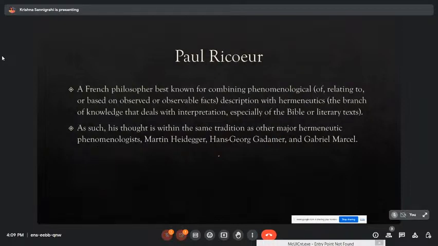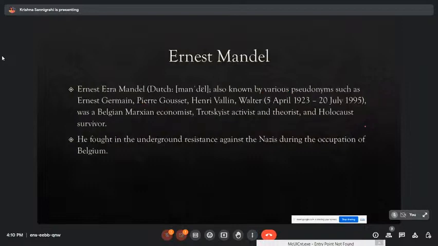Then there is another thinker, Paul Ricoeur, a French philosopher best known for combining what? Phenomenology. What does phenomenological talk about? It talks about things which are observed or based on observable facts. So he was known for combining phenomenology with hermeneutics, wherein hermeneutics is the branch of knowledge that deals with interpretation, especially of the Bible or literary texts. So Paul Ricoeur brings about a blending of these two ideas of phenomenology and hermeneutics. As such, his thought is within the same tradition as other hermeneutic philosophers or phenomenologists like Martin Heidegger, Hans-Georg Gadamer, and Gabriel Marcel.